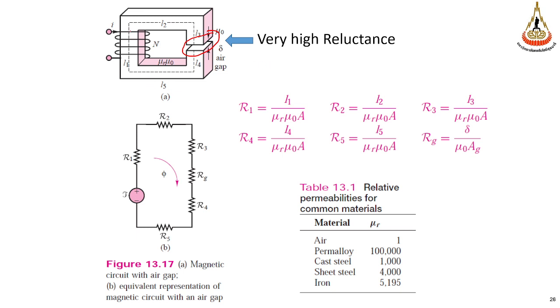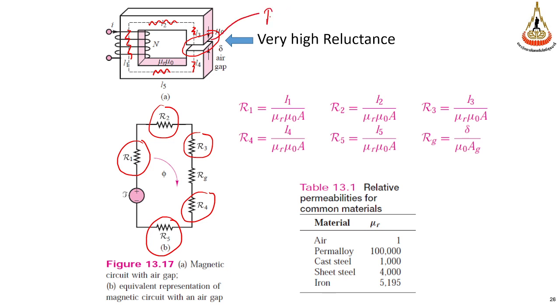calculate the reluctance of this part, which is R1, right? Reluctance 1 and 2 and 3 and 4, right? And this is 5. And the reluctance of the air gap, RG. Usually the reluctance of the air gap is very high because mu r equals 1 if this is free space. For free space, we calculate the reluctance by this formula, right?